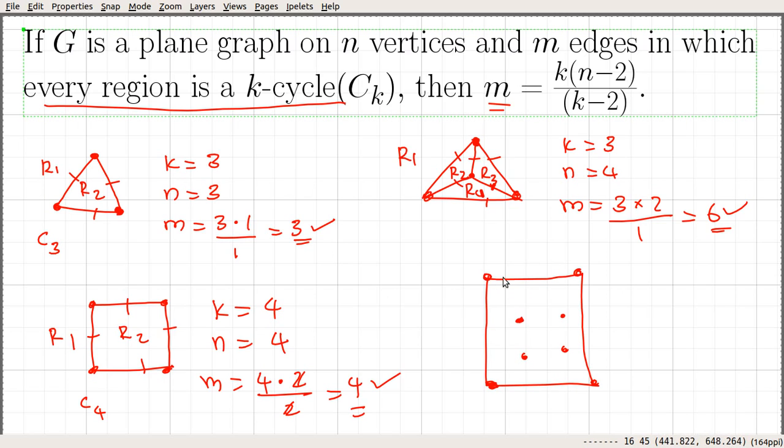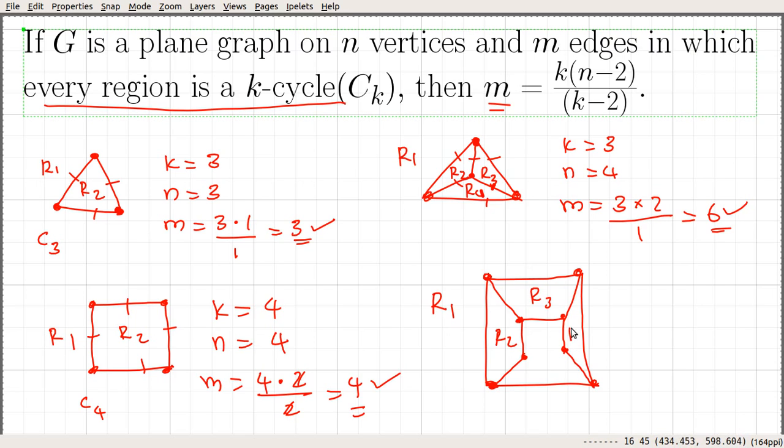Now we have this C4, and let this be region R1. We can say that R1 is surrounded by C4. Let's add some internal regions here. R2 is another region, so it is surrounded by a 4-cycle, but if you consider this as a region, it is not surrounded by a C4. So we need to add some more edges here. Now this R3 is surrounded by a C4, but this region is not surrounded by a C4, right? So we need to add some more edges here.